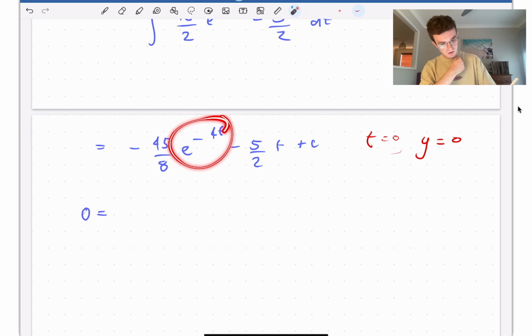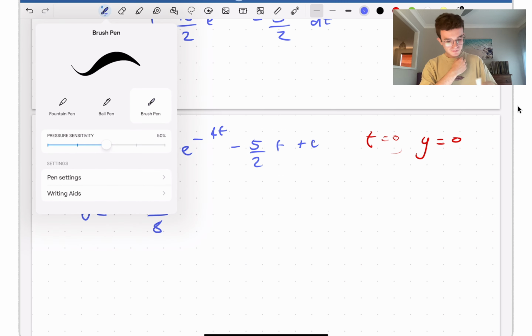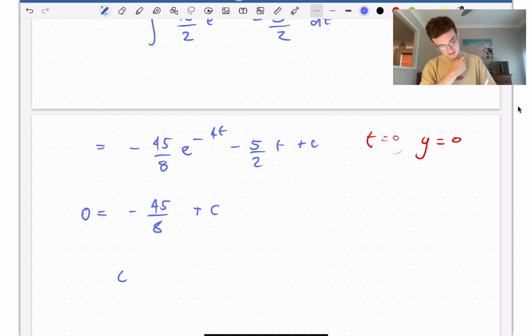that becomes 1 when we raise it to the power of 0. So minus 45 on 8, that dies when we make it equal to 0, plus c. So c is equal to 45 on 8.